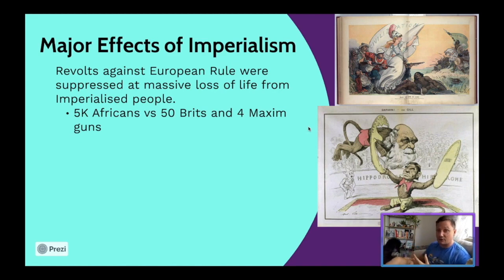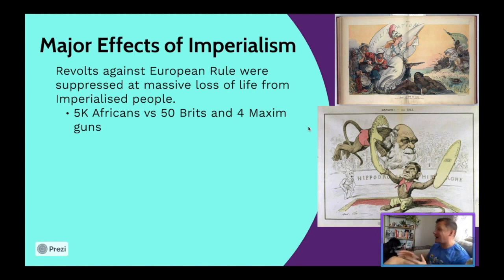So the thing about it, though, is revolts against European rule are going to happen, right? When you are taking over people and stripping their land and resources from them unlawfully, revolts are going to happen against European rule. We talked about this a little bit in class as well when we reviewed in our warm-up. We talked about the Taiping Rebellion in China. We talked about the Sepoy Mutiny in India. There are going to be some in Africa as well.